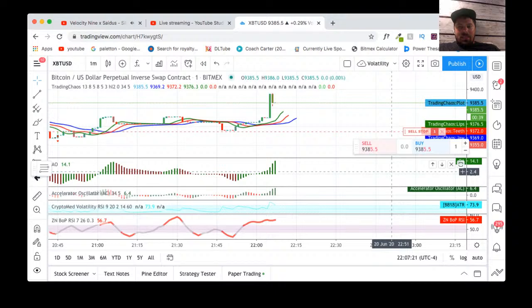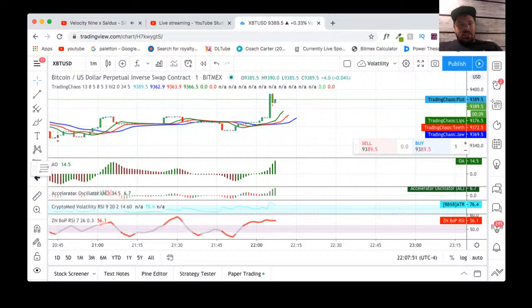if you were trading 50% leverage on Bitmex, it would have been about 9%. You'd have made 9% on that trade alone, which is a lot of times you don't make 9% a year trading just investing. So not a bad 10 minutes of trading right there.